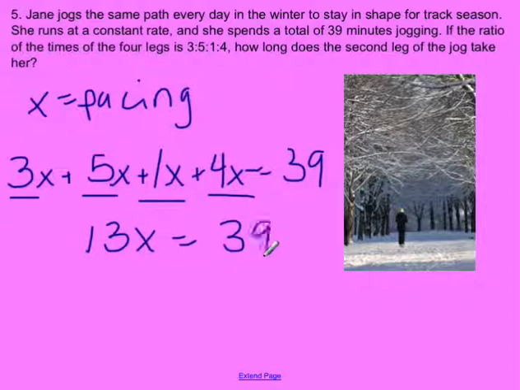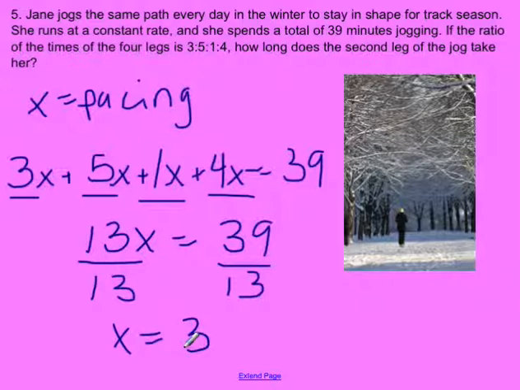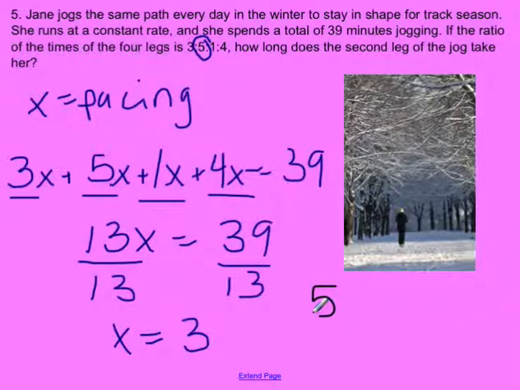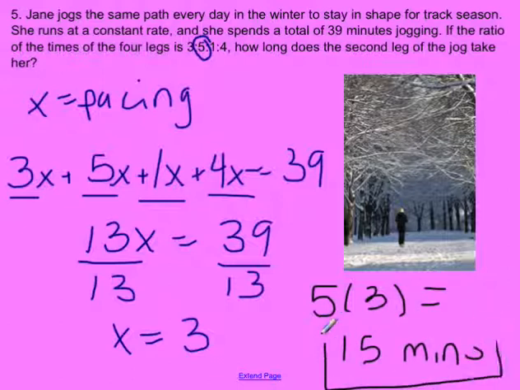So now I'm going to solve this for x. So I'm going to divide both sides by 13, and I get that x is equal to 3. So that represents our pacing. But we want to take a look at the second leg. Well, the second leg has that multiplier of 5. So to get the time of the second leg, I need to take 5 times my x, which is 3. So I get that that second leg is going to take me 15 minutes of the total 39 minutes. Okay, so that's going to take 15 minutes.